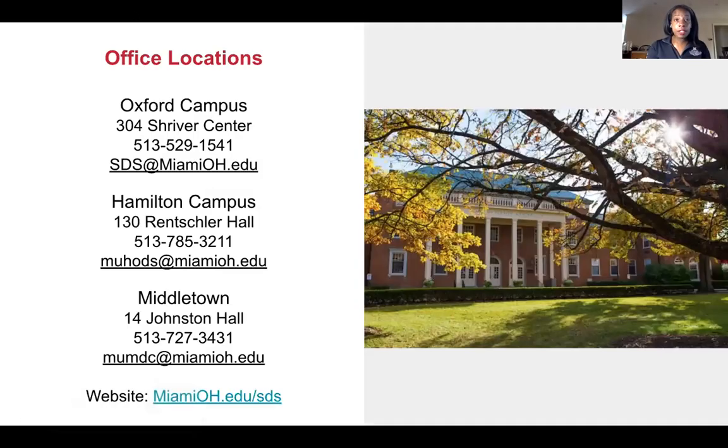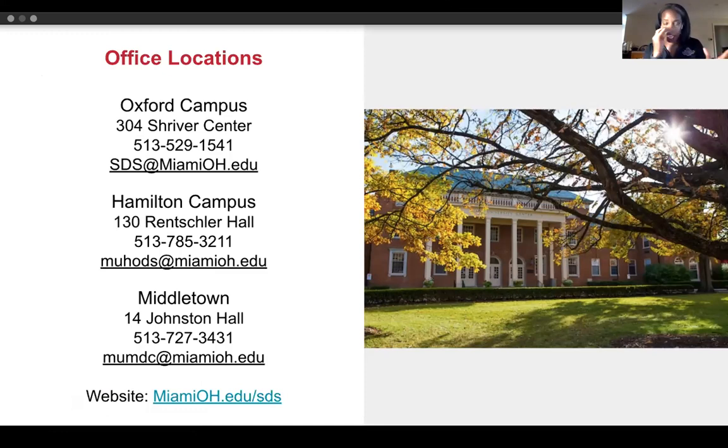So I do think it is very important to be aware that Miami actually does have a few campuses and that students have access to services on all of our campuses. So we have our Oxford location, which is located in the Shriver Center. So very nicely located on campus, right across from Armstrong. And although it's on the 3rd floor, it is an accessible building. We have floor buttons also in the elevator. So we really like this location of Shriver Center, and it seems to be very easy for students to access.